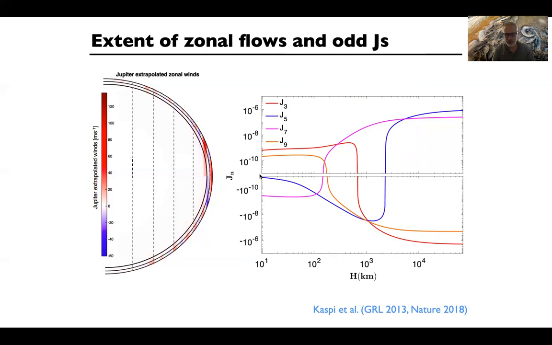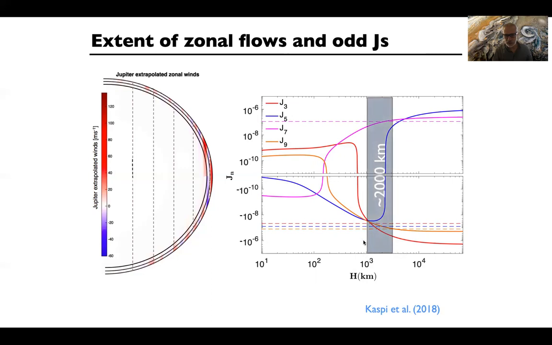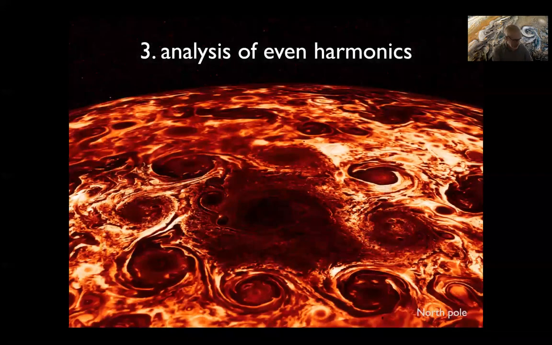And this is something very nice because we were able to show that the J3, J5, J7, J9 have the same order of magnitude as predicted and the same sign when H is of the order of 2,000 to 3,000 kilometers with this simple model in which you have a zonal flow that decays exponentially with depth. Okay, so this was a way to constrain the depth of the flows directly from the odd gravitational moments.